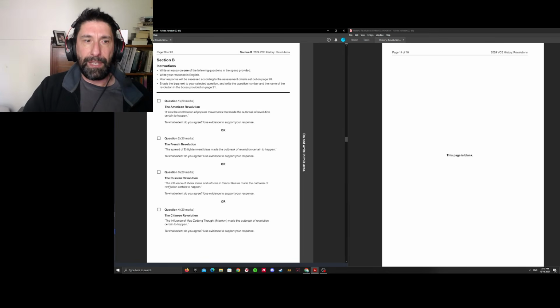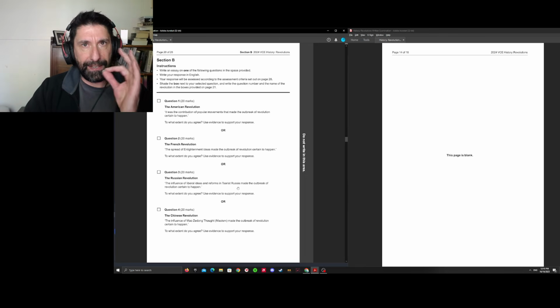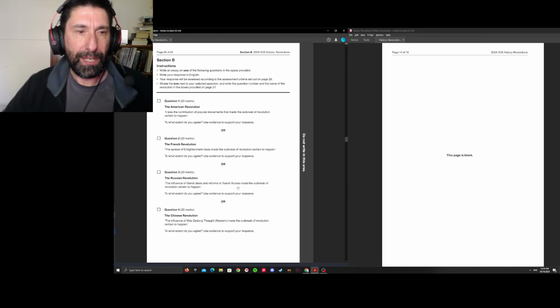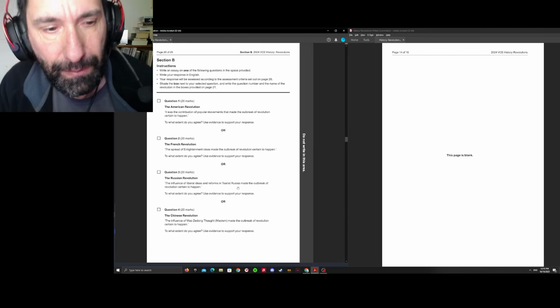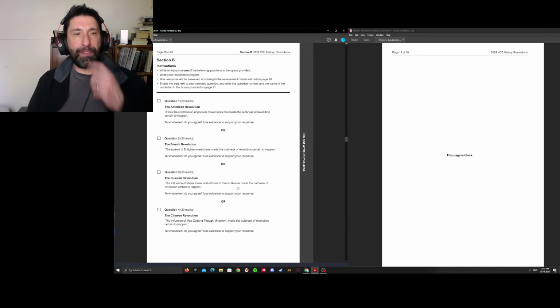This is interesting. The influence of liberal ideas and reforms in Tsarist Russia made the outbreak of revolution certain to happen. Tsarist Russia. If you want to stick to the period of time Tsarist Russia occurred, we're talking 1896, the start of the Area of Study 1 for Russia, up to February 1917, when the Tsarist regime is overthrown.